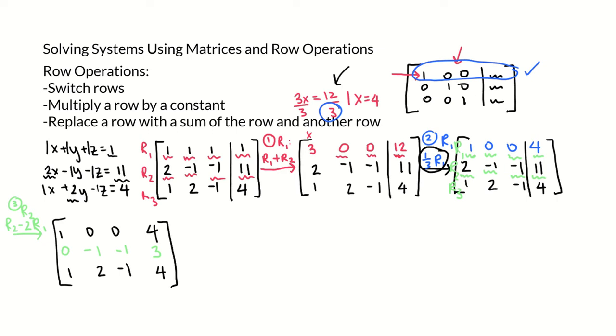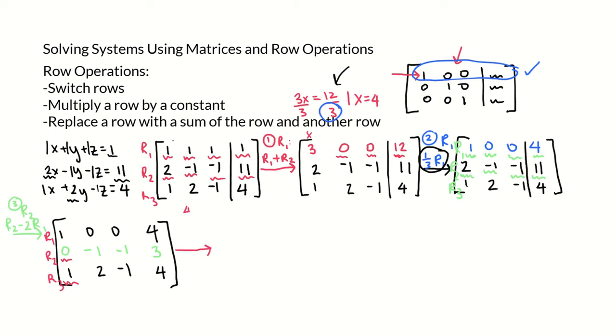Okay, and now, even though we're not quite done with row 2, what we just did is we eliminated the x column from row 2. Let's do the same and eliminate the x column from row 3. So this is row 1, row 2, row 3.